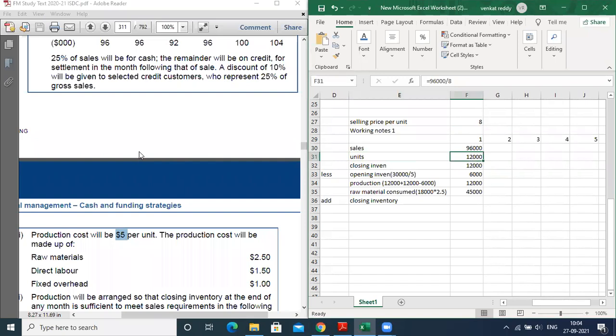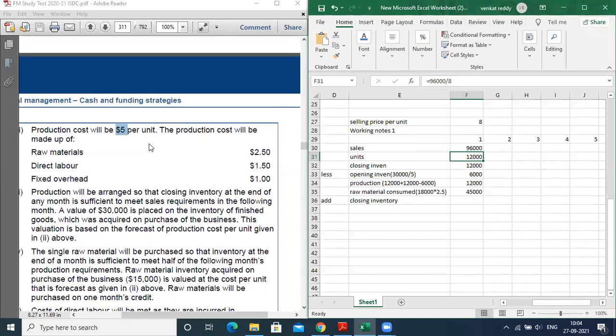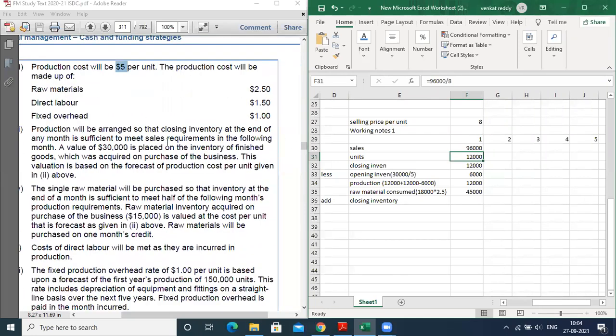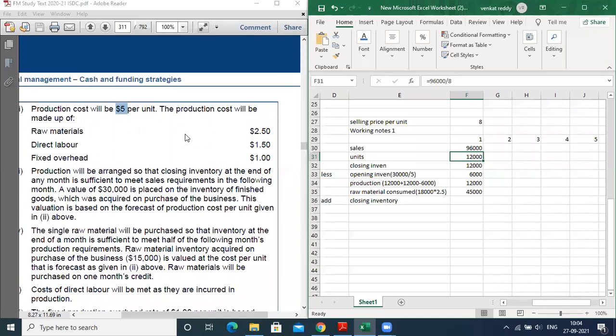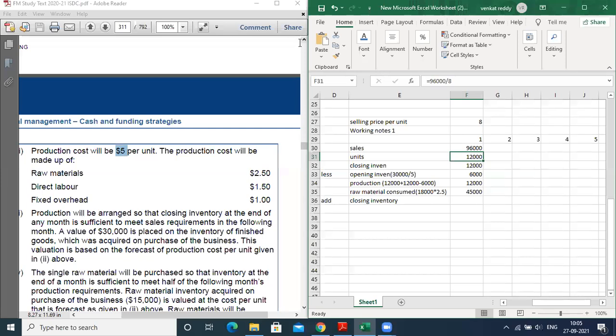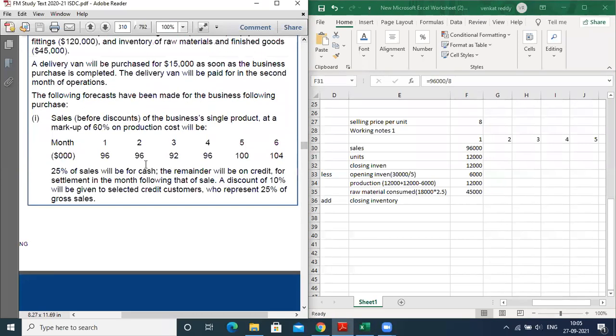Then the closing inventory. Now here they mentioned that production will be arranged so that closing inventory at the end of any month is sufficient to meet sales requirements in the following month. So in the following month, they gave sales requirements as here you can see the total sales. I think there is no change in the sales, 96,000. So it means that next month we are selling how many units? Same 12,000 units. So the units which we are selling in the next month will be the closing inventory for the current month. So that's why we took same 12,000 as our closing inventory, right?